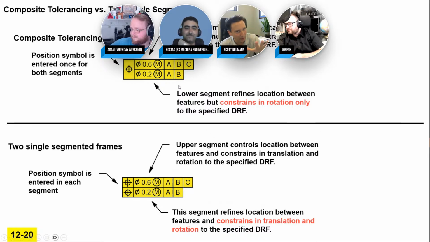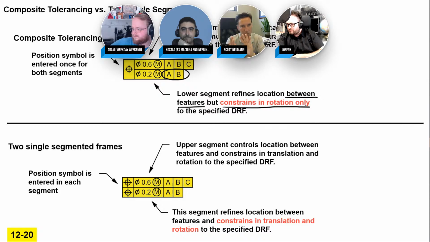But very quickly, I'll put in red here, the lower segment refines location between features in the pattern, but constrains in rotation only. So it only controls perpendicularity and parallelism to the lower segment. And if you do it in two single segments, then it's a regular position tolerance, so it constrains in translation and rotation. It's a little more involved there. That one would probably be a whole other hour to talk about.